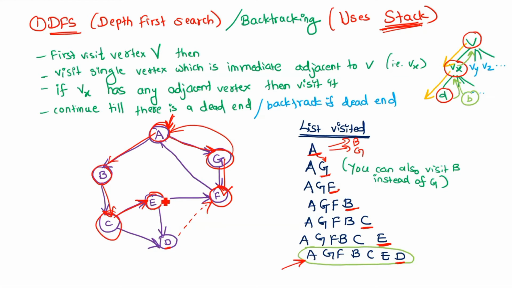Now for vertex E, the two vertices adjacent to E are F and D. F is already in our list of visited nodes. So we will pick D, and as each and every vertex is visited, we will end over here. So whatever sequence we have followed for visiting each and every vertex in the graph, that will be our final DFS traversal. So that is AGFBCED.